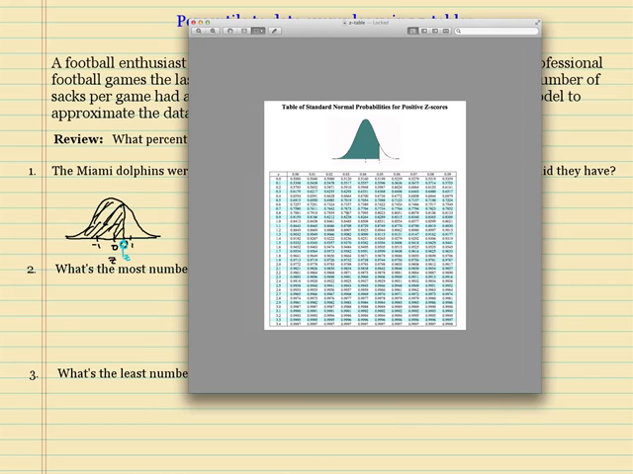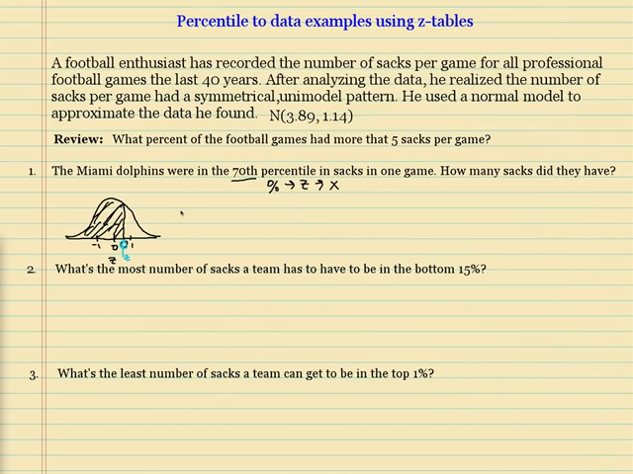So we're looking for 70. So it's 0.6985. It looks like this is it right here. I always go below. This is pretty close, that's 0.6915, but I always go below just to be safe. So 0.52. My z value for that is 0.52.